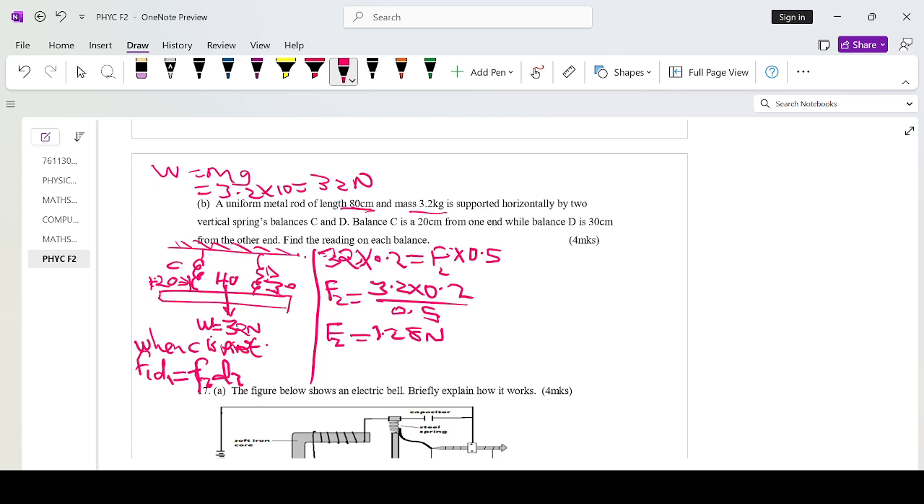1.28 newtons. Is it giving 1.28 newtons? Let me see. 32 times 0.2, let me just break down this distance. I'm expecting the whole of this is 80 centimeters. The weight will act at the 40 centimeter mark if C is positioned 20 centimeters from one end.